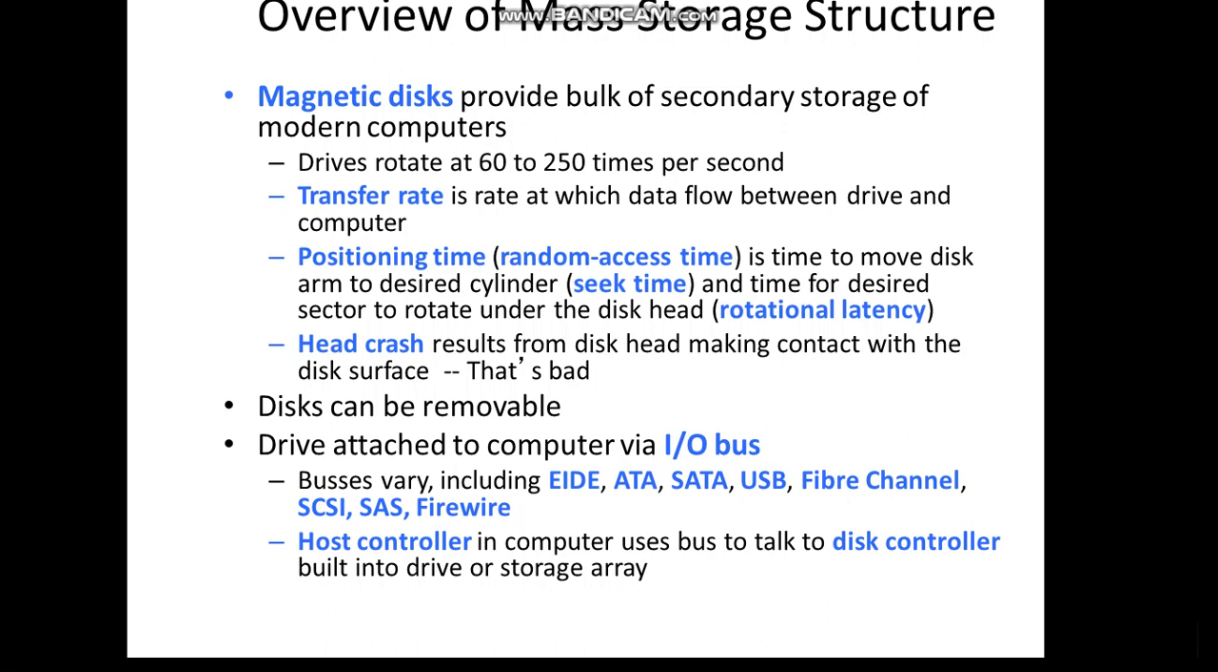So in the overview of mass storage structure, magnetic disks are one of them which provide the bulk storage among the secondary storage of modern computers. These drives rotate at the speed of 60 to 250 times per second. We are going to look at a few parameters here. One of them, highlighted in blue color here, you can observe, is transfer rate. This is the rate at which the data flows between the drive and the computer.